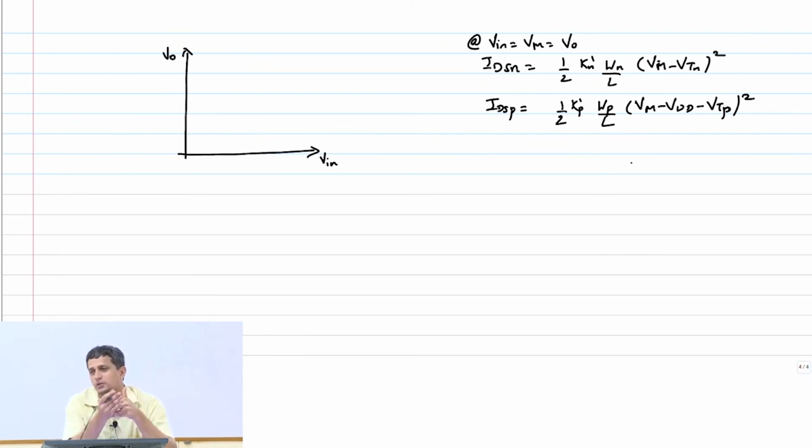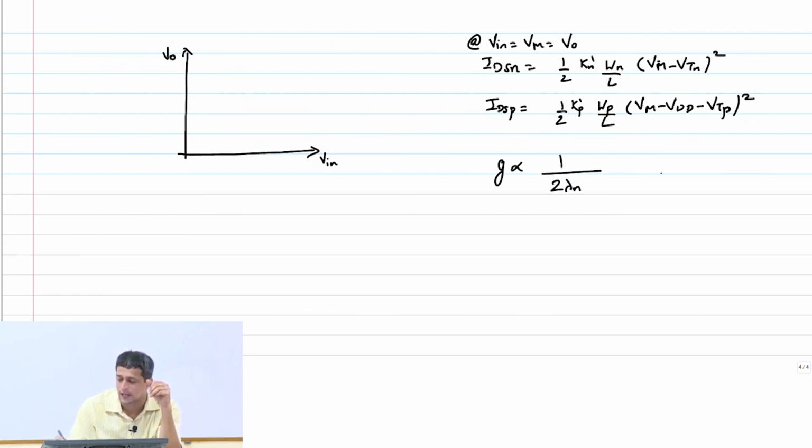There is no lambda. That's the whole point, right? So we derived an expression for the gain, if you remember yesterday, and we said it is 1 by 2 lambda n, assuming that lambda n is equal to minus lambda p. Now lambda n is 0, what happens to the gain? It goes to minus infinity, or it goes to plus infinity. There is a minus, yeah, right. Anyway, it basically becomes a vertical line at that point.